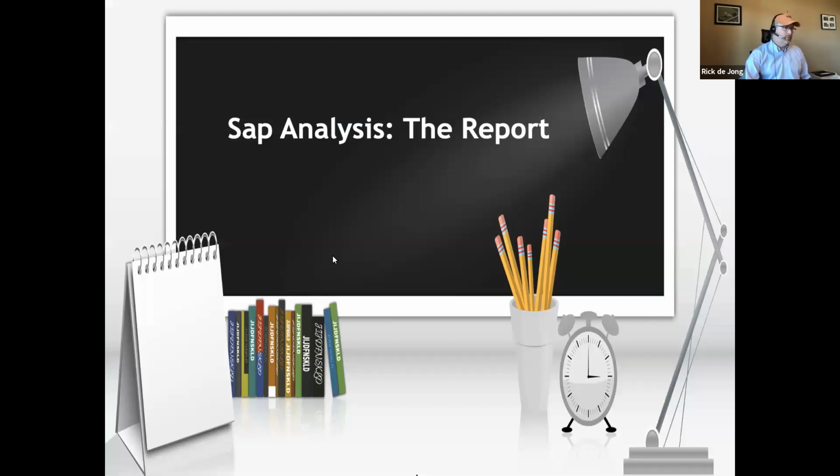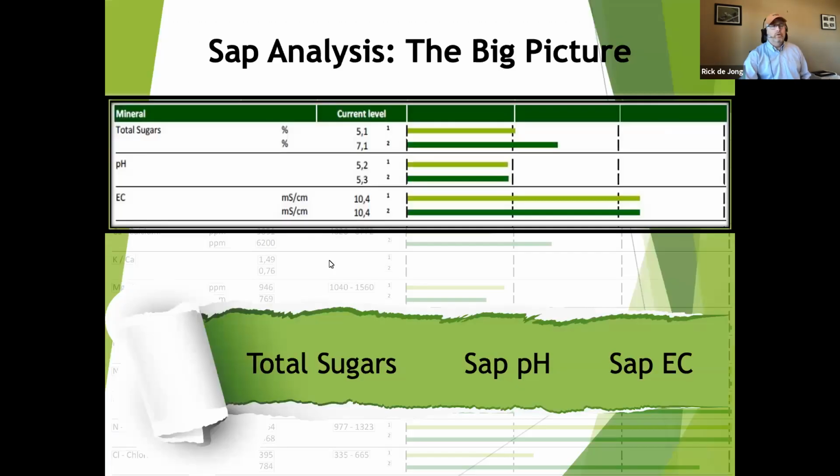Let's get into the Sap Analysis Report, because this is where we can talk a little bit. When we look at a Sap Analysis Report, now this is one from NovaCrop, and I've got it broken down a little bit into the order in which they've got it on the reports. When you look at this, the light green bar is the young leaf result. The dark green bar is the old leaf result. The target is to be somewhere in the optimum range, right in the middle. To the left would be somewhat deficient. To the right of that would be getting into the realm of toxicity.